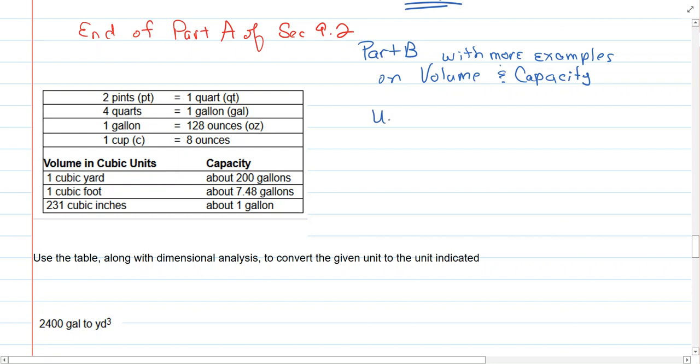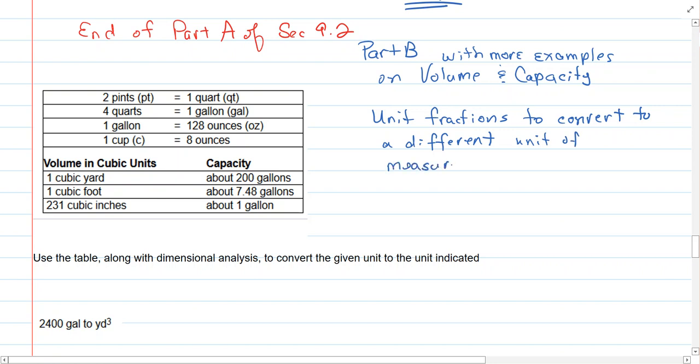Again, we're going to be using unit fractions to convert in or out of a different unit of measurement. So let's begin again. Not difficult, simply following what the protocol is, and we should do just fine.